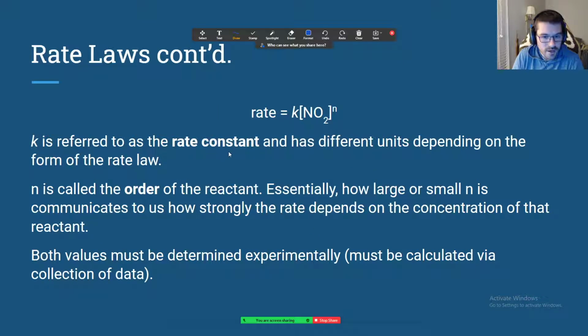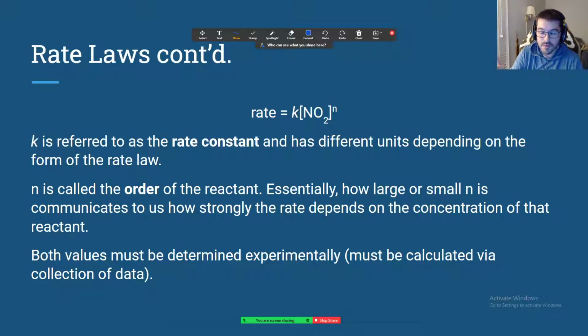k is this rate constant. Okay? It has different units depending on the form of the rate law. We're going to get into that in a second. k is usually temperature dependent, and it depends on the reaction. So it's going to be a different value for different chemical reactions. You're going to have a different k value for this reaction compared to some other reaction, and for the same reaction, k is going to be different depending on what temperature you're at.